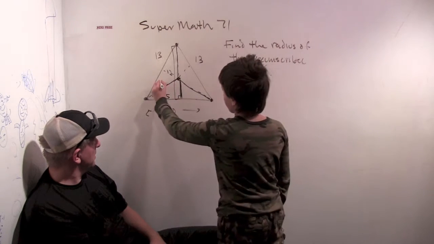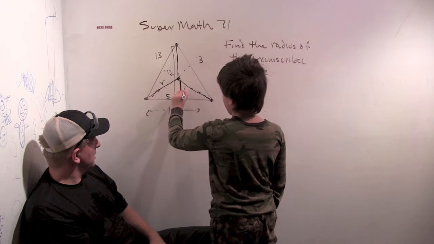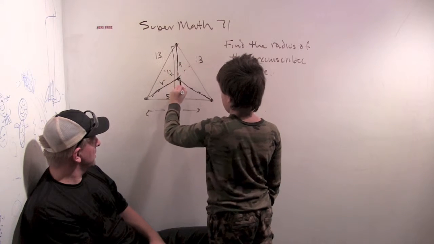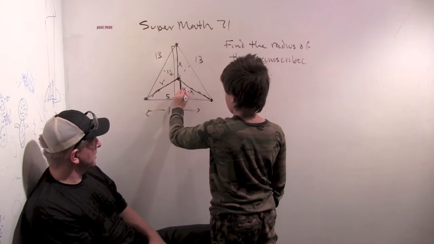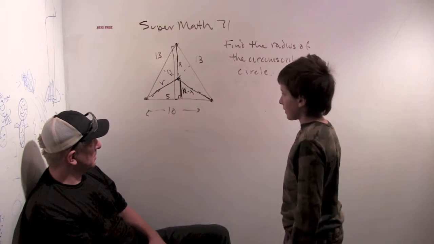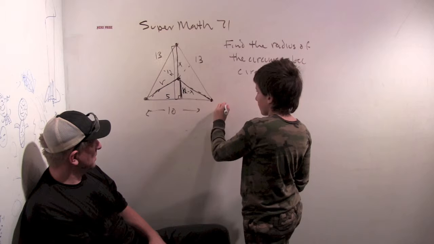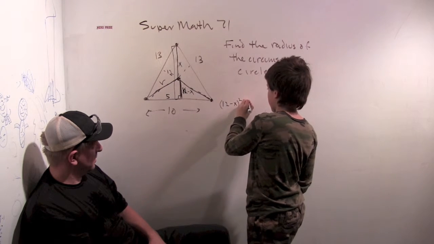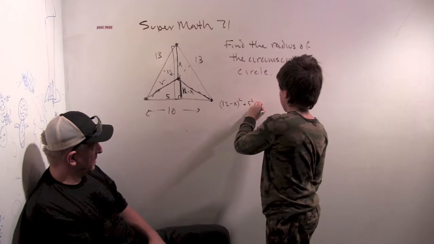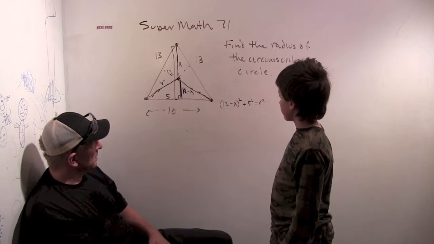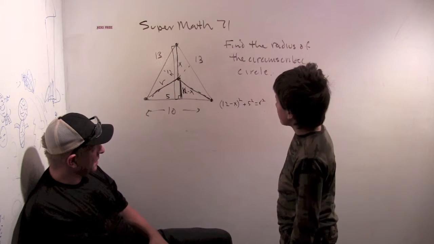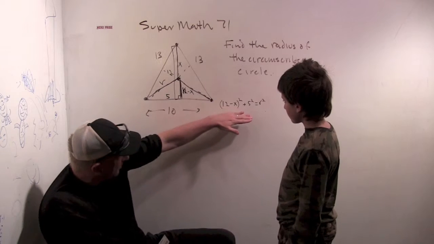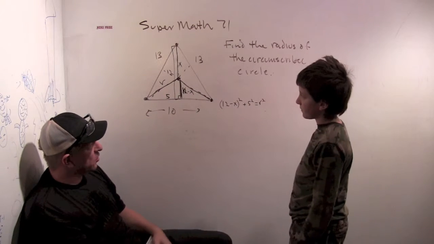So I'll call the hypotenuse R. I'll call this X and this 12 minus X. Okay. Very good. So we can do the Pythagorean theorem. We get (12 minus X) squared plus 5 squared equals R squared. Okay, very good. So we could work out what this is. Yeah, but we have two variables here and only one equation, so that's probably not going to be quite enough.